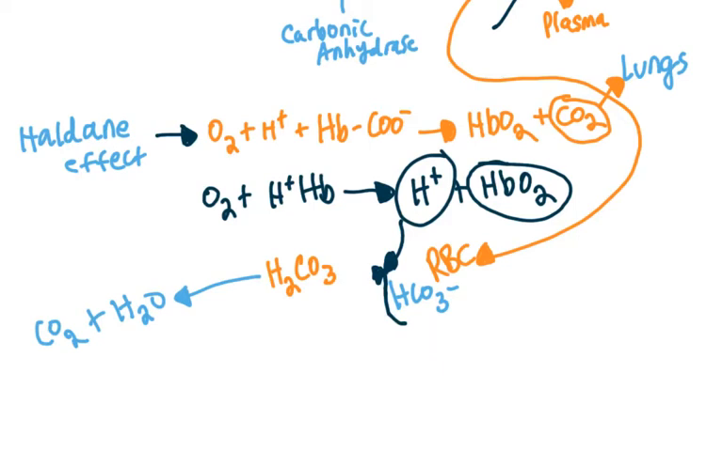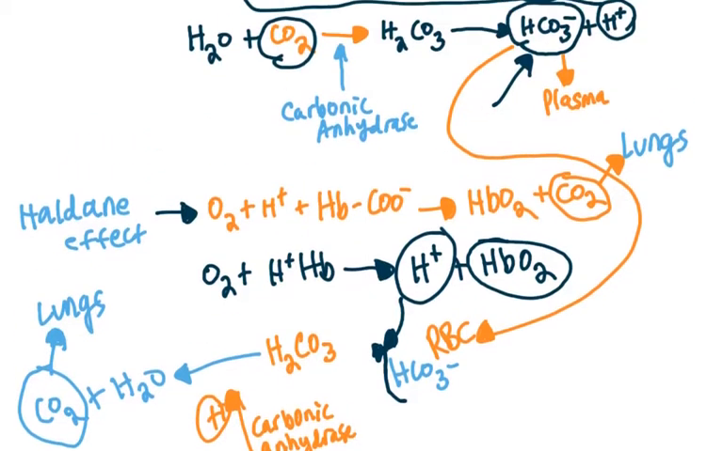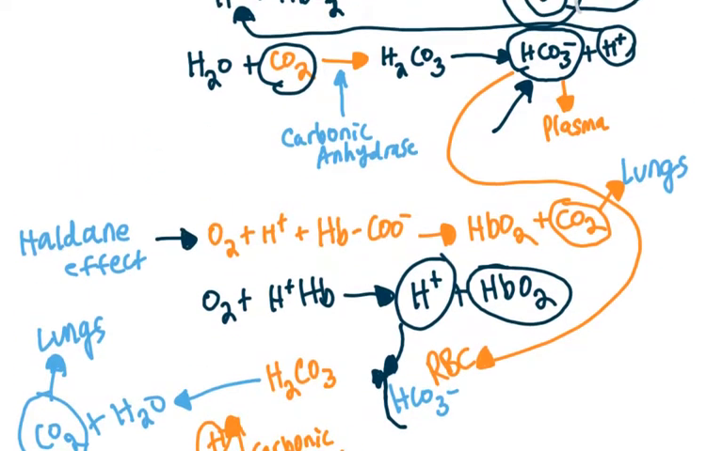And remember, we need the help of carbonic anhydrase, and then this CO2 will go to the lungs, right? Because it just got kicked off, it'll go to the lungs, and this is just water, which is part of our plasma also. So that's pretty much the main things that happen in the Haldane effect.